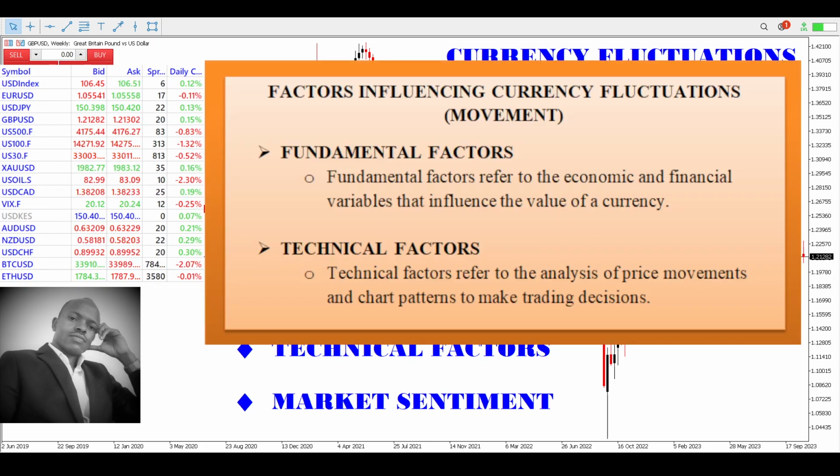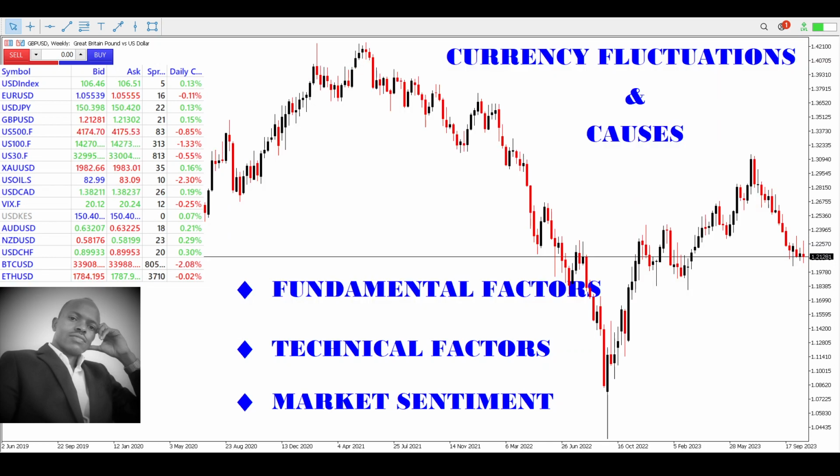Fundamental factors refer to economic and financial variables that influence the value of a currency. Then we have technical factors. Technical factors refer to analysis of price movement and chart patterns to make trading decisions. We also have market sentiment. Basically, this is a preview of the market to get a perspective of the direction that the market is taking, so that when you are taking your positions, you can trade alongside other traders, all in the market sentiment bias.